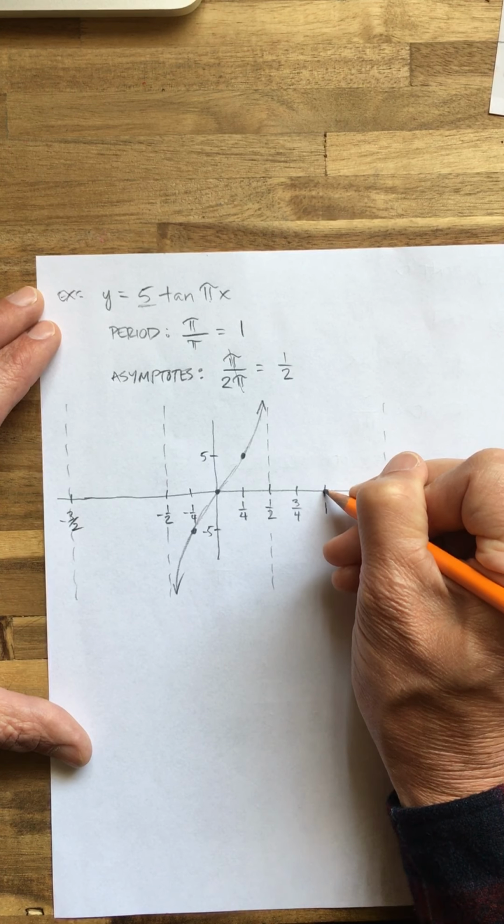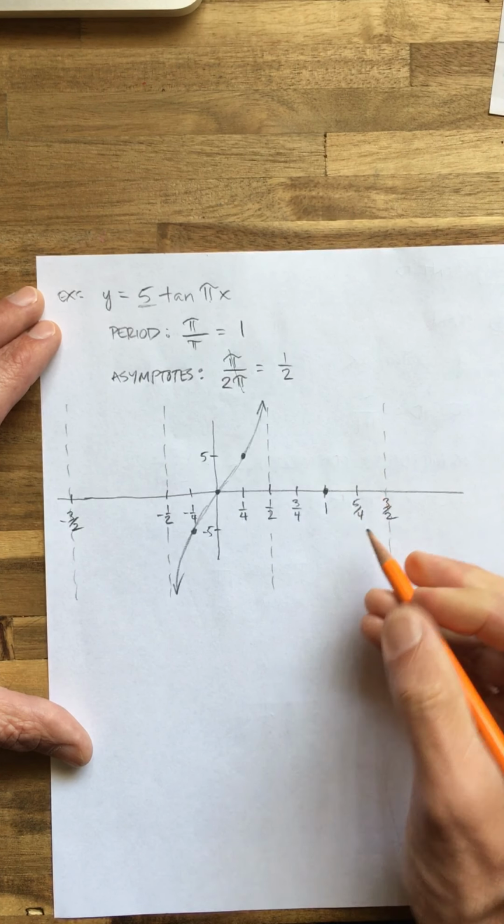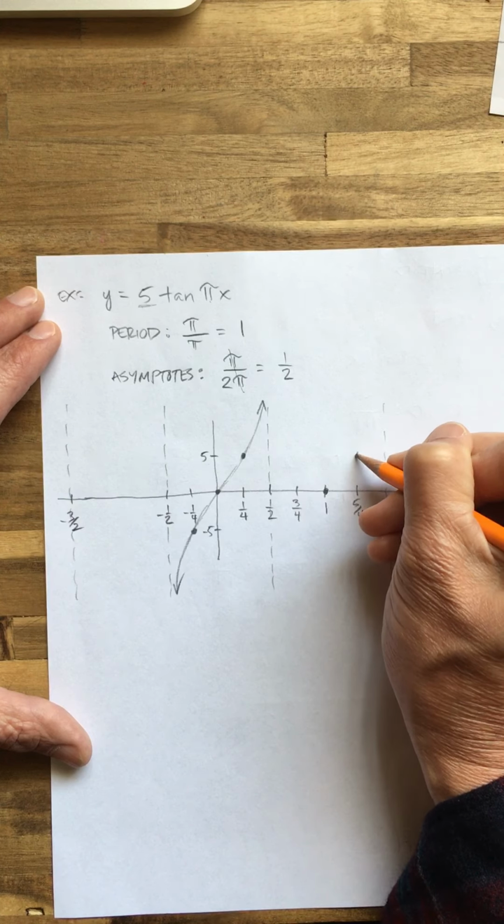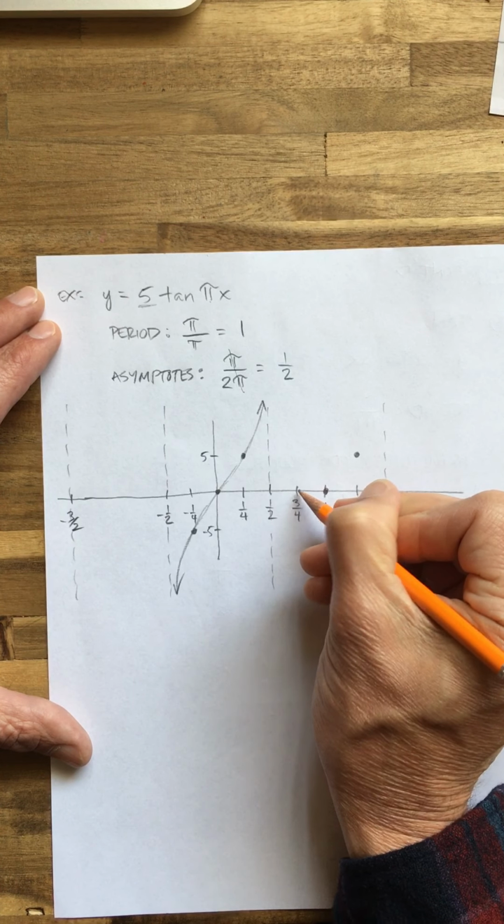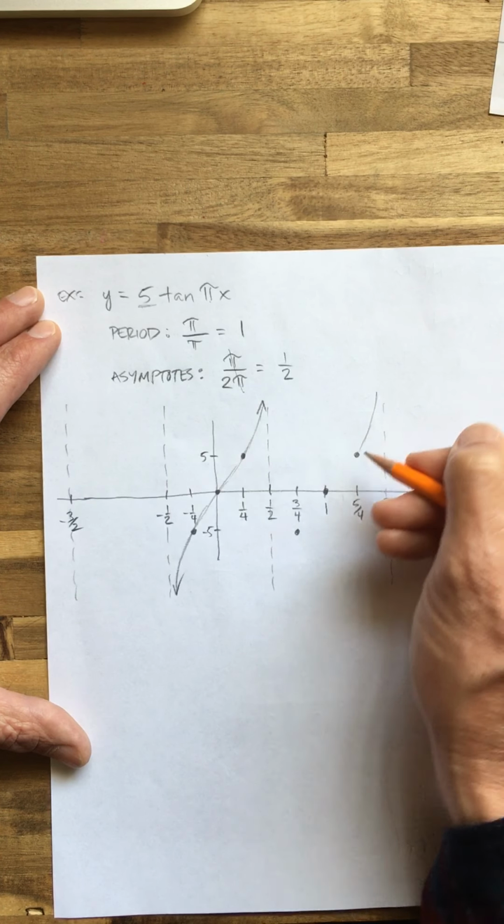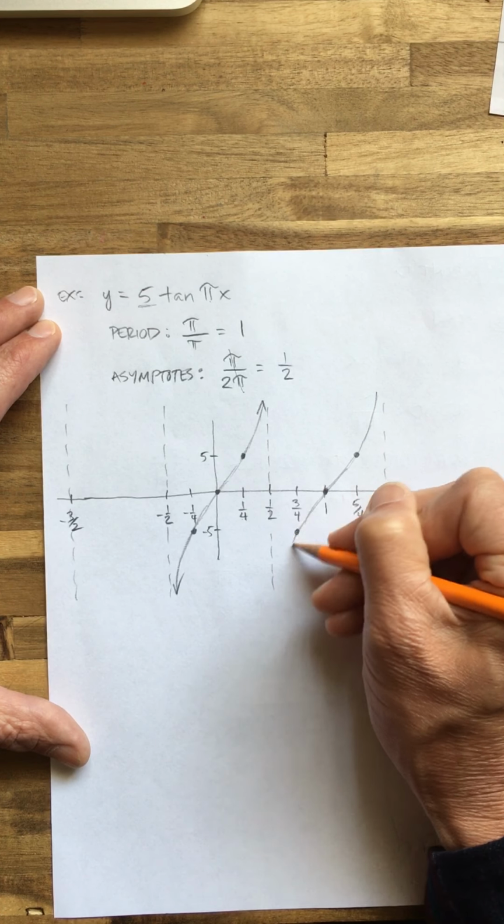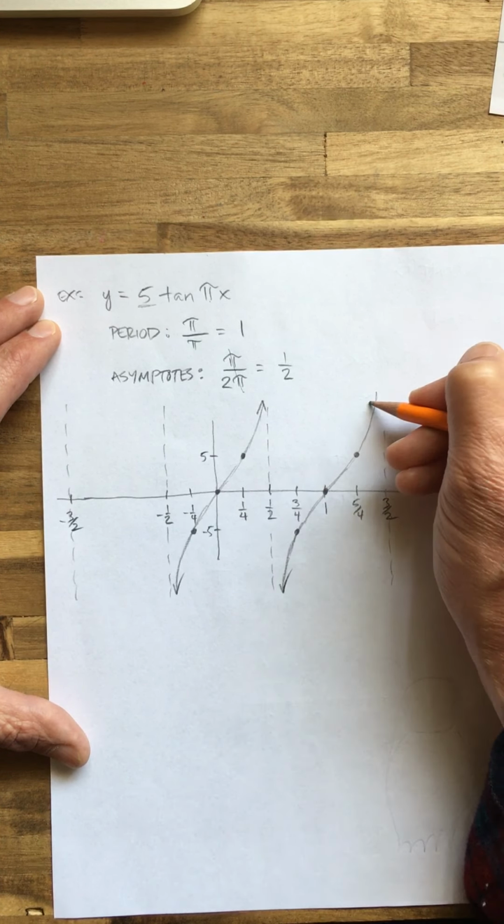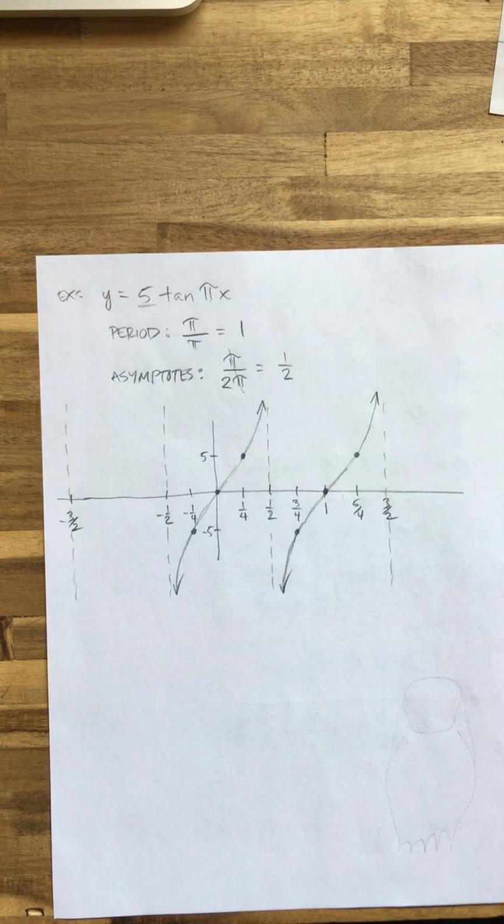So here we go. I'm going to put in the midpoint. And then here's my halfway point, go up to 5. Here's my other halfway point, go down to -5. And just draw your graph. Boom. I'm going to do the same thing there. And that's basically how you're going to do your homework.